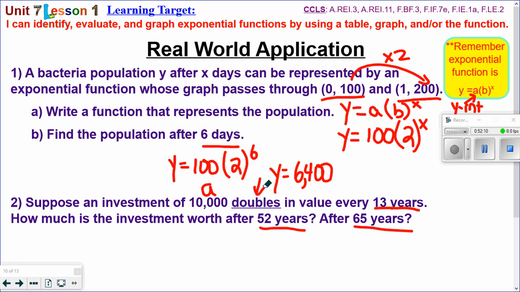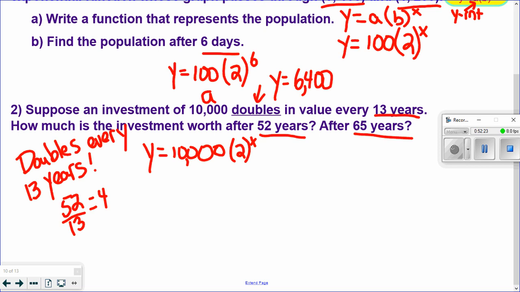Remember, by the way, a keyword is doubles. That's why it's underlined. It doubles in value. To double in value, you have your b right there. The a is 10,000. Go ahead and write that equation. Press pause now. You might be a little lost with this one. It is a little tricky, but hopefully you got that equation. You have y equals 10,000, that's the initial investment. It doubles in value every 13 years, so it's times 2 to the x power.